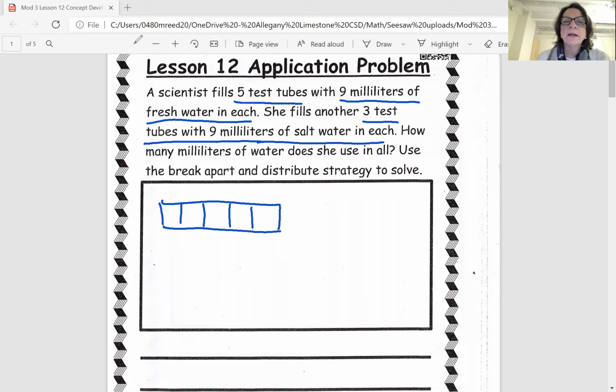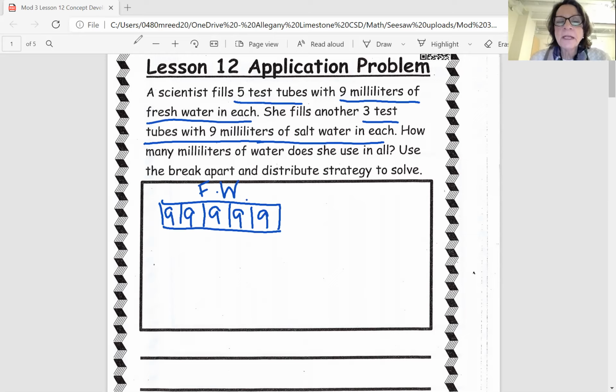Okay. And after I get my 5 units, I'm going to put a 9 in each one. And guess what I'm going to put above that? I'm going to put FW above that, because it makes my picture more meaningful, and it reminds me that those are the 5 test tubes with fresh water in them.